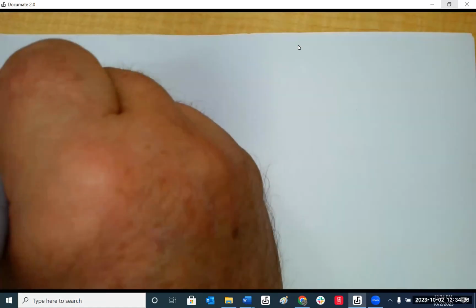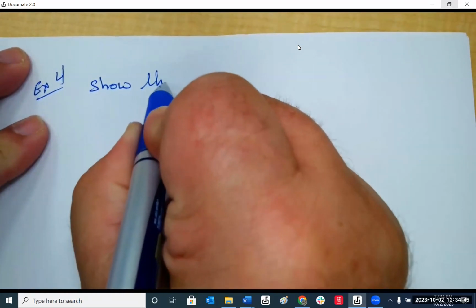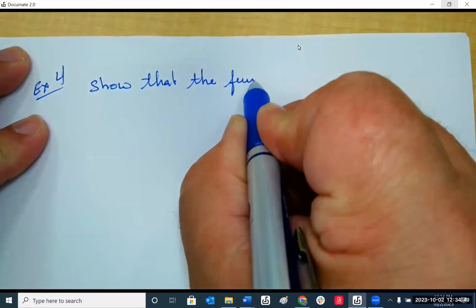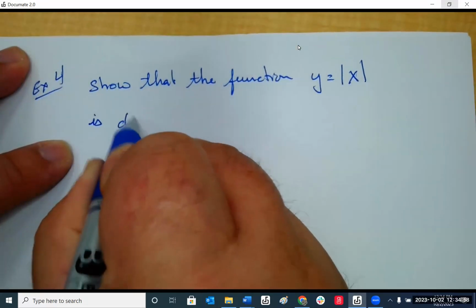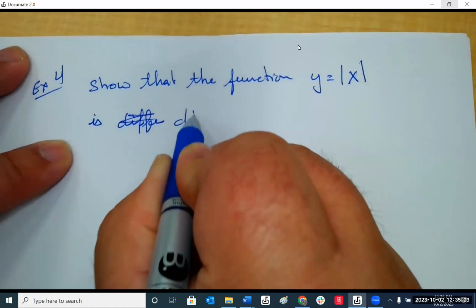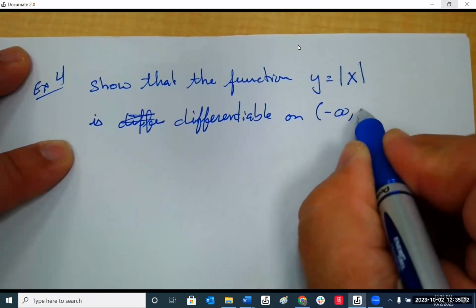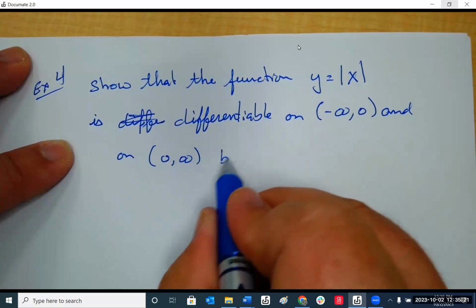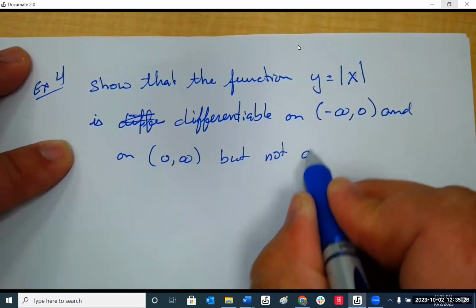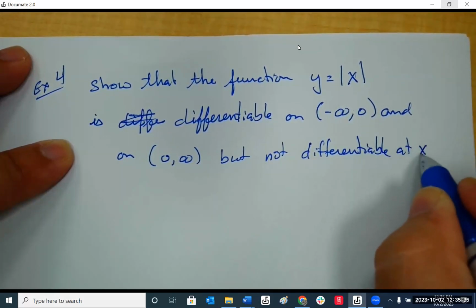All right, let's take an example. Example 4 says, show that the function y equals absolute value of x is differentiable on negative infinity to 0 and on 0 to positive infinity, but not differentiable at x equals 0.